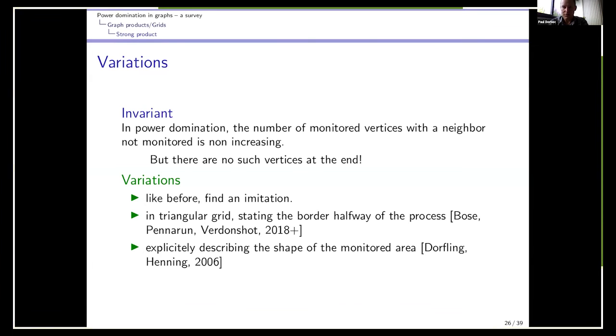what they did is the same kind of argument, but instead of looking at the border at the end of the process, they studied the border halfway through the process. So when half of the vertices are monitored, what is the size of the border? They proved that it must be at least some value. And from this, they inferred a number of vertices to be picked at the beginning. Or, as I said before, Dorfling and Henning, in the first proof for some lattice like that, used the explicit description of the shape of the monitored area.